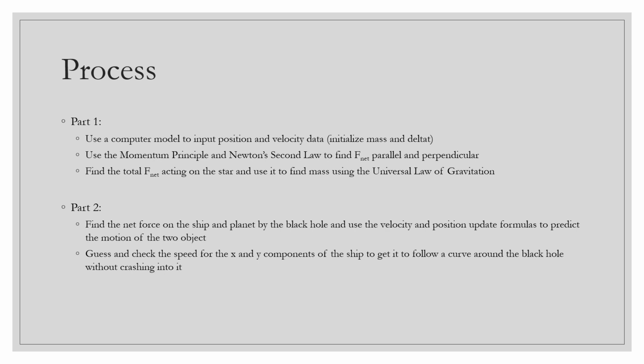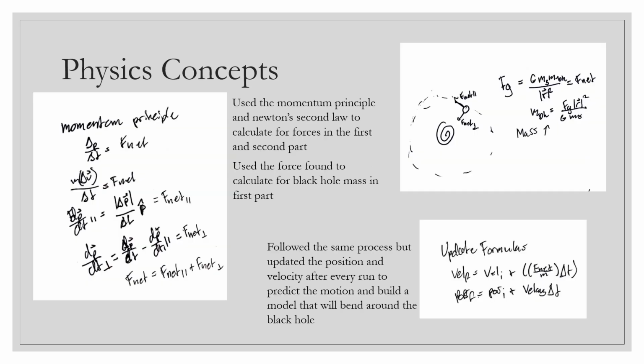And for part two, finding the net force on the ship of the star and the planet by the black hole, and using the update formulas to predict the motion, then using guess and check to find the initial speed, x and y components of the ship so it would curve around the black hole.